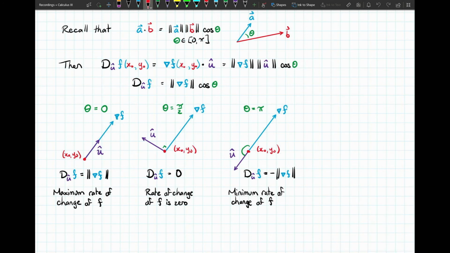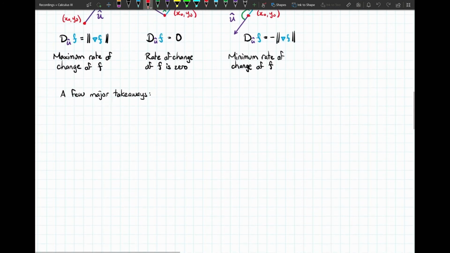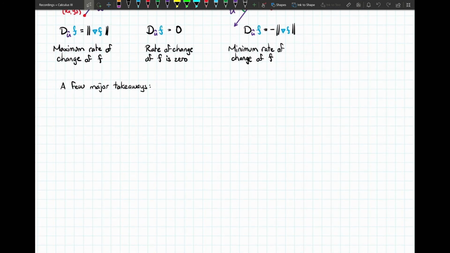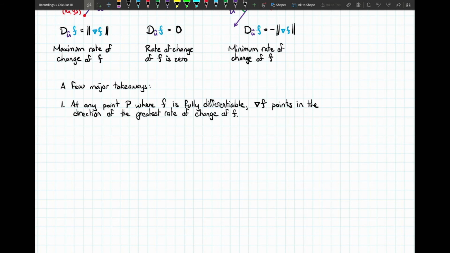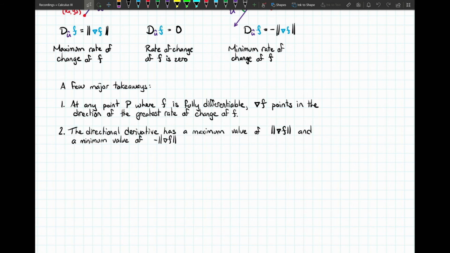Why don't we write down these findings as a few of the major properties of the gradient then? The first major takeaway from seeing this gradient and visualizing it is that at any point P where our function is fully differentiable, the gradient of f points in the direction of the greatest rate of change of f. And that is not just true for a function of two variables. This is generally true for functions of any number of variables. The gradient of f is a vector in Rn that tells us the direction in which f increases at the fastest rate.